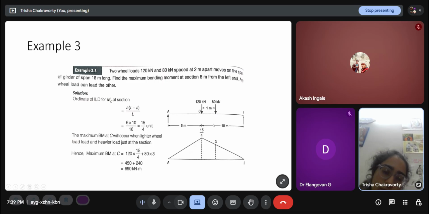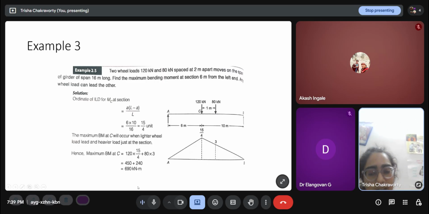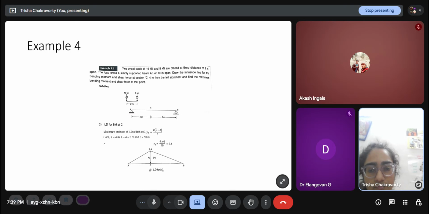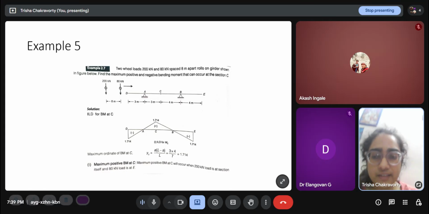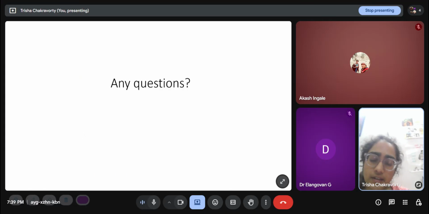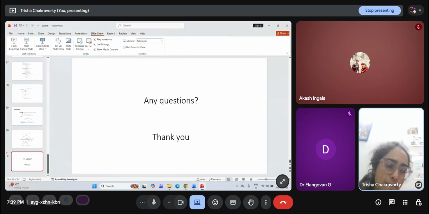Similarly, I will find these two ordinates, multiply them with the forces and add them to get the maximum bending moment. This is another similar problem. So there are some examples. You have access to the slides. You can look at these examples later. Are there any questions?